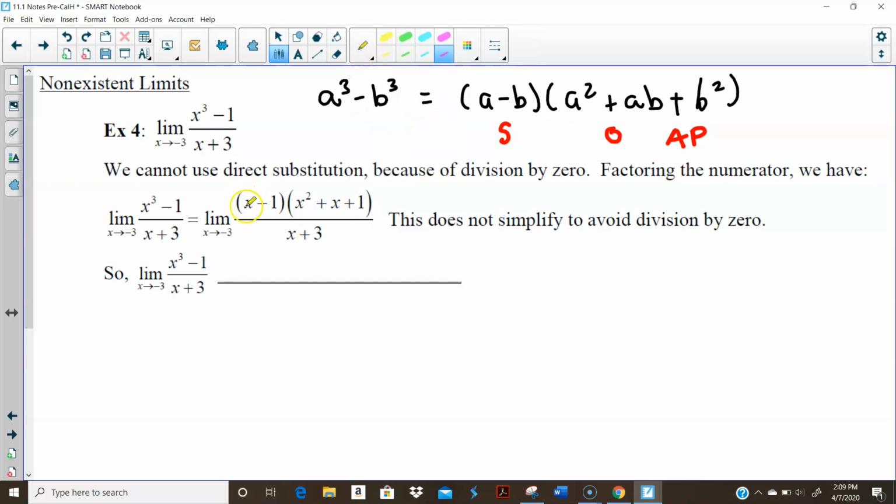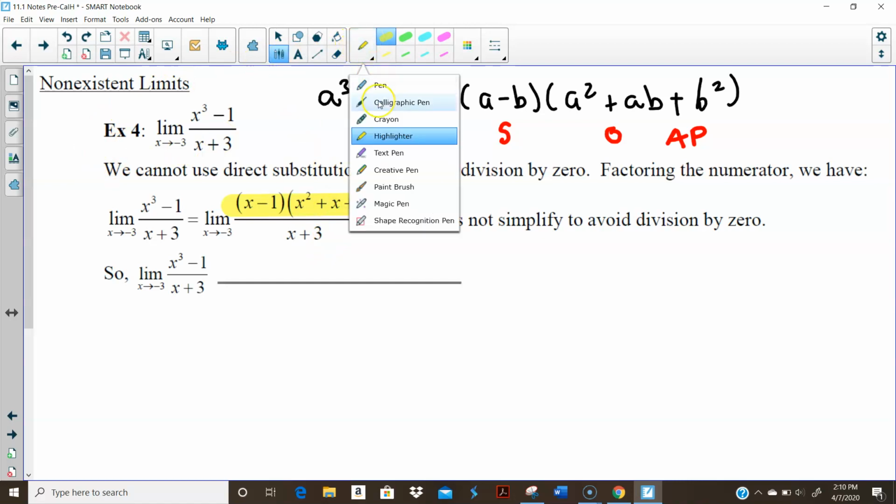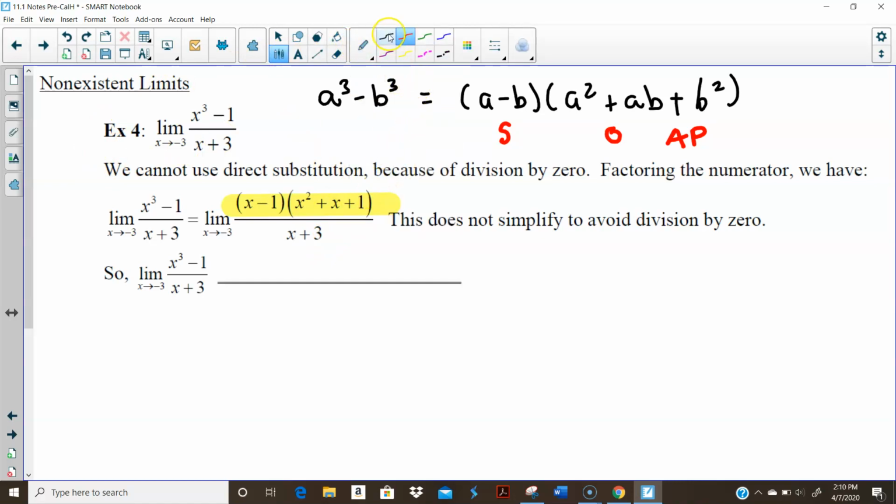So when I factor the numerator, which is the difference of cubes, I get (x minus 1) times (x squared plus x plus 1) over (x plus 3). You can see that nothing in the numerator is going to cancel with the denominator. Because of that, there's nothing else I can do, and so the limit is equal to DNE. And DNE stands for does not exist.